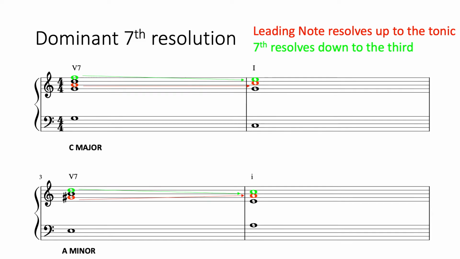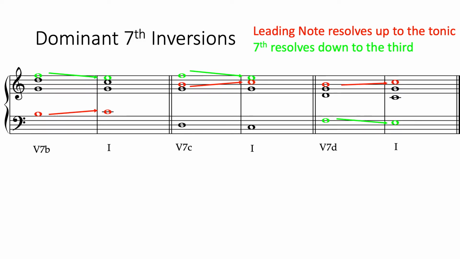If, when you're using a dominant seventh chord, particularly at a cadence, you remember that direction, the leading note resolving upwards and the seventh in the chord resolving down to the third, that's basically it. That's kind of ideal. As long as you do that, your dominant seventh chord is going to sound as though it resolves smoothly. You can also have dominant seventh chords in inversion.